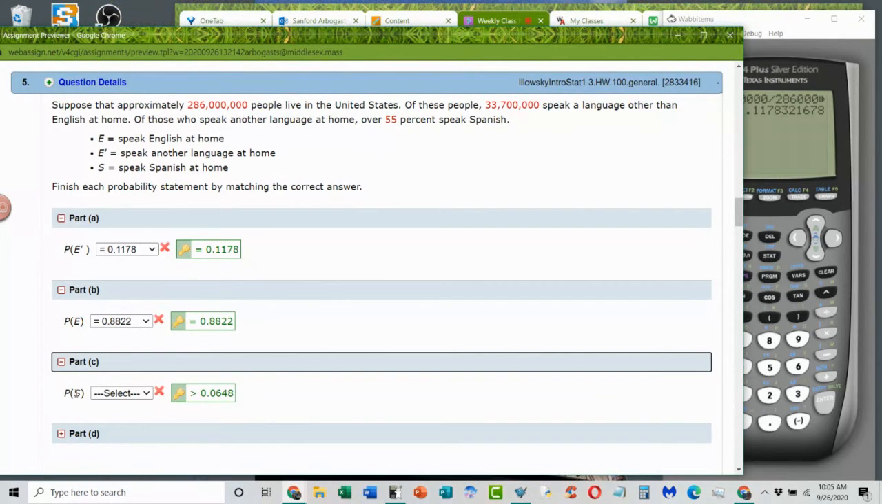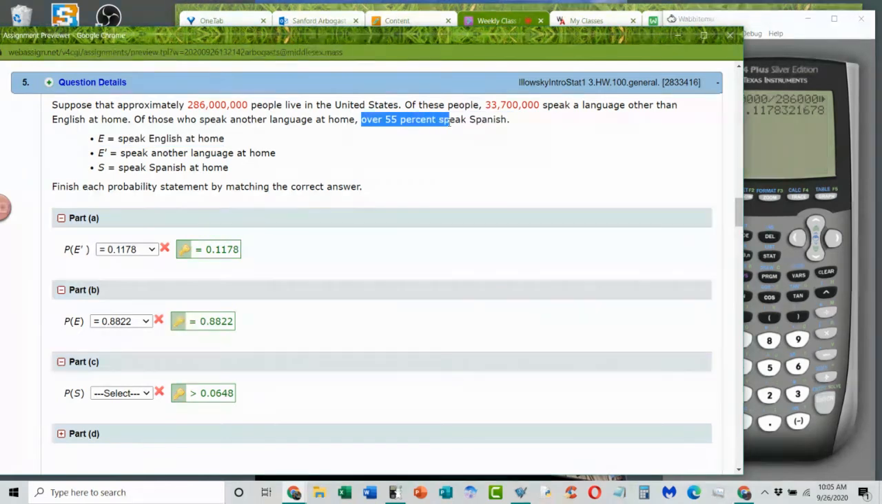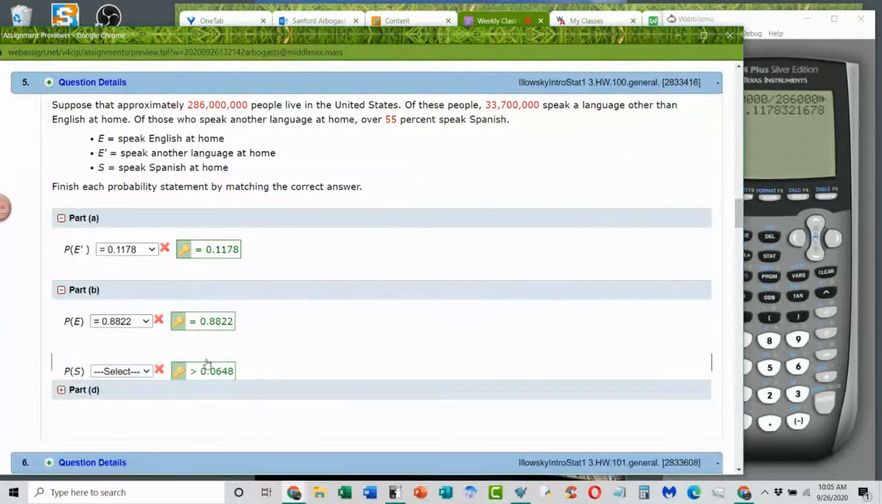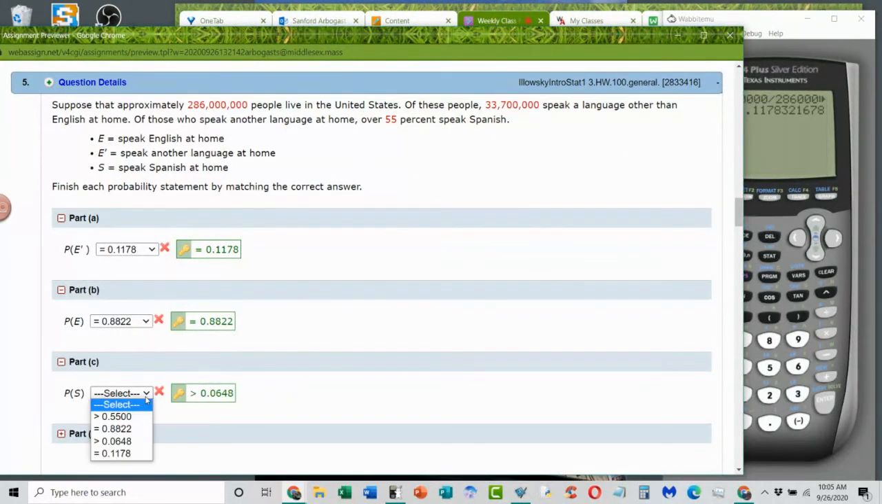The next one: what is the probability that they speak Spanish? Because it says over 55% of those who don't speak English speak Spanish, over means the same as greater than. So it's going to be a greater than. They have two of them, so I have to choose between the two. This one says 55%. That's the probability of, given that they don't speak English, what's the probability that they speak Spanish? That's the 0.55. So I'm now down to one choice because I've used the other two numbers. That's where this one comes from. But if you're like, well, how did they get that?